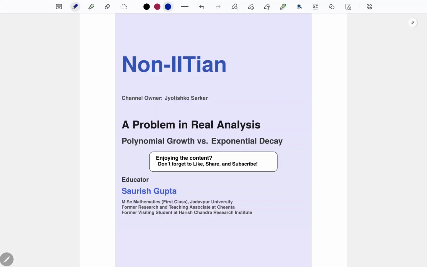This is a problem in real analysis from ISI JRF Mathematics 2025 MTA question 1. And this problem is actually related to polynomial growth versus exponential decay.